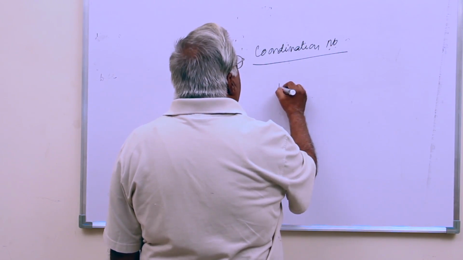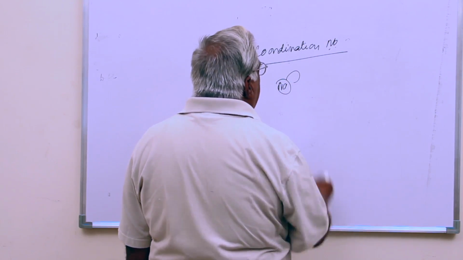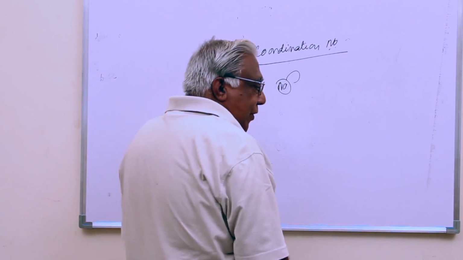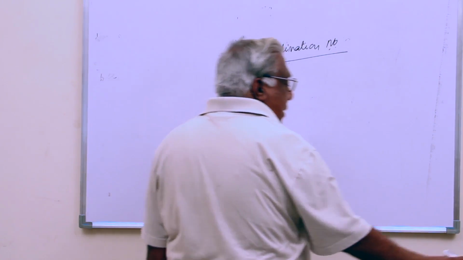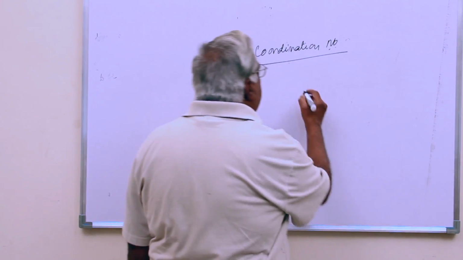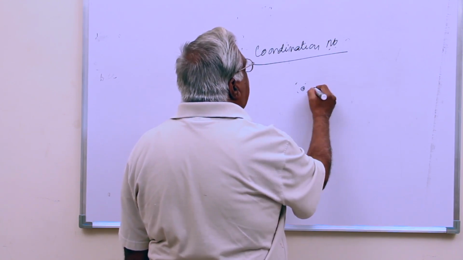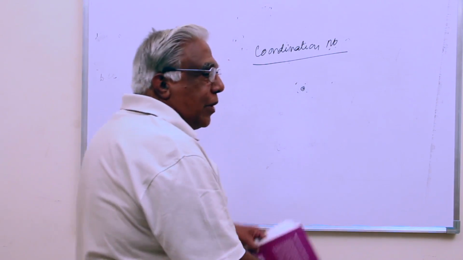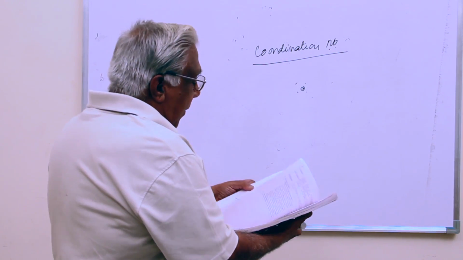If we take a sodium chloride crystal, each sodium ion is surrounded by 6 chloride ions. Therefore, the coordination number of the sodium ion is 6. Like that, for each tetrahedral void, the coordination number is 4, because a tetrahedral void is surrounded by 4 particles. For an octahedral void, the coordination number is 6.